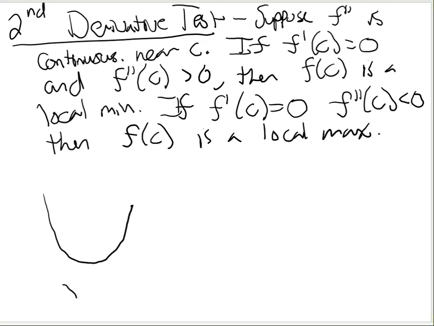Y equals x squared, we know its second derivative is going to be 2, which is greater than 0 everywhere. So this is going to be concave up. It's going to satisfy this condition with a critical value C at x equals 0. So C equals 0. But we know that that is going to be a minimum.